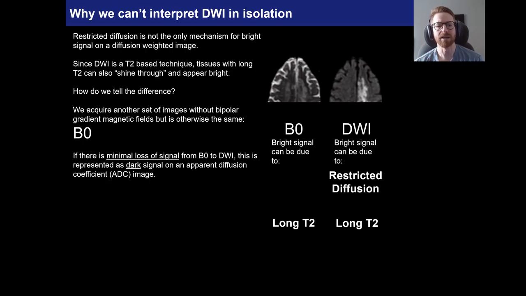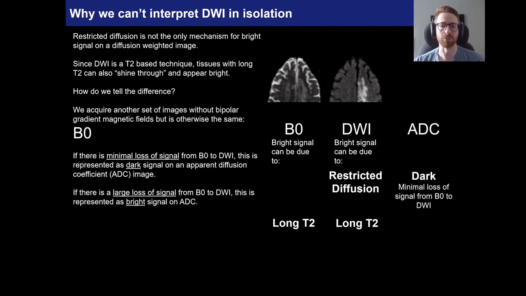So if there is minimal loss of signal from B0 to DWI, that's going to be represented as dark intensity on an apparent diffusion coefficient image. And that's what we see in restricted diffusion. If we have a large loss of signal from B0 to DWI, so that means the bipolar gradient magnetic fields cause a ton of dephasing, then we're going to see white intensity on an ADC.